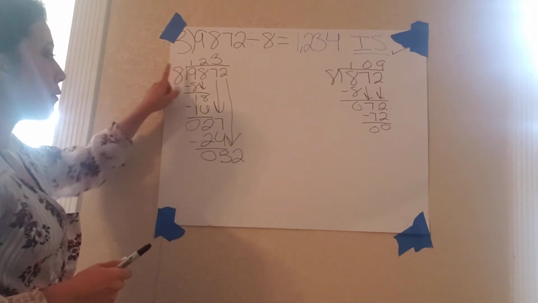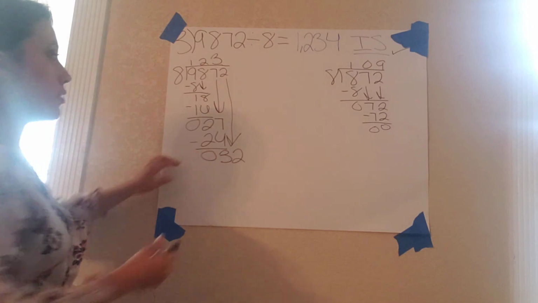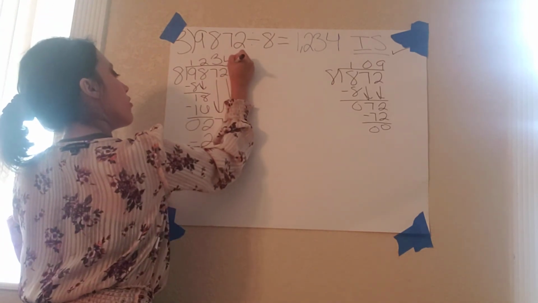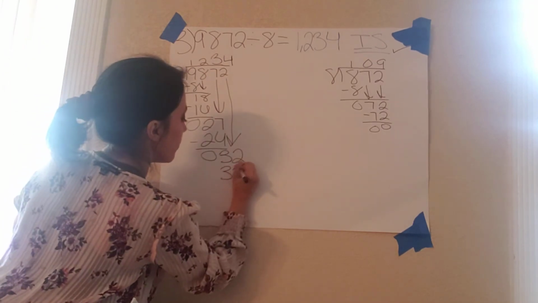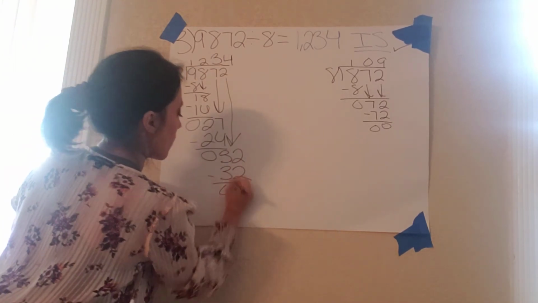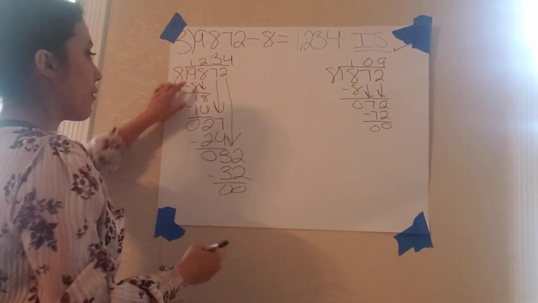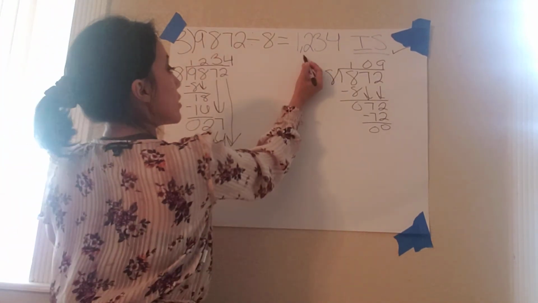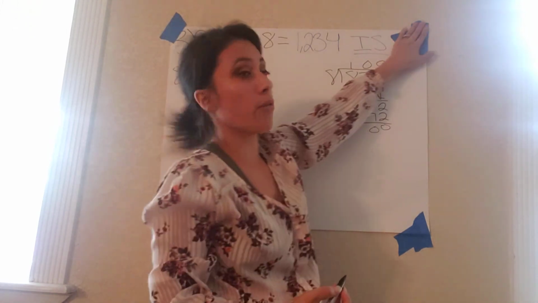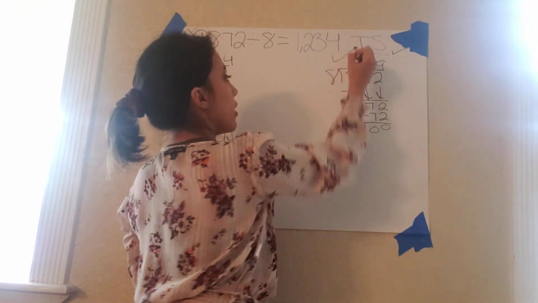And now we need to see how many times does 8 go into 32? 4. 8 times 4 equals 32. So now we have the math equation, the answer for it, which is 1,234. So that was correct as well.